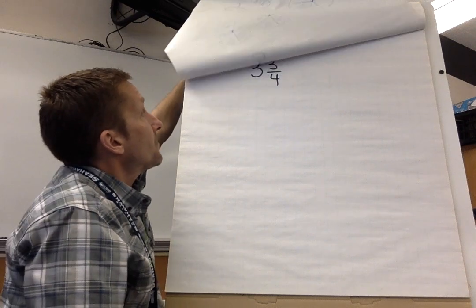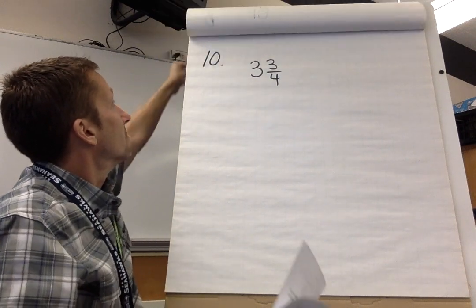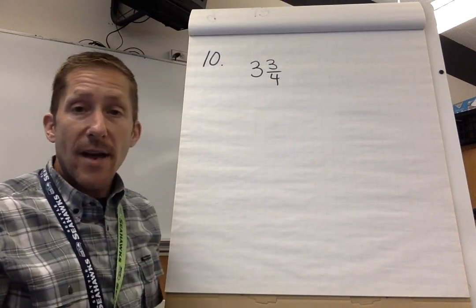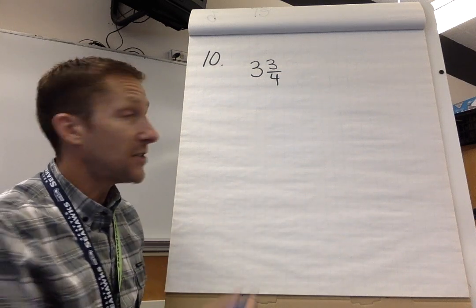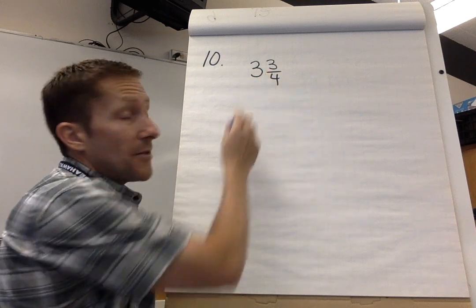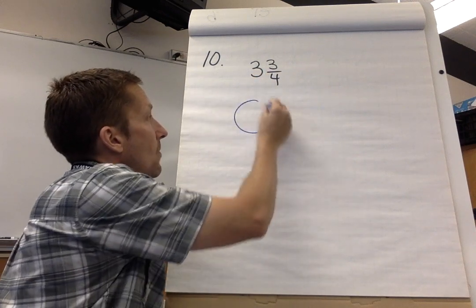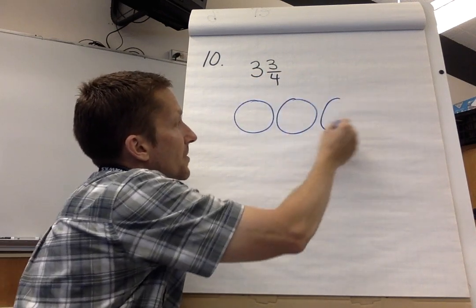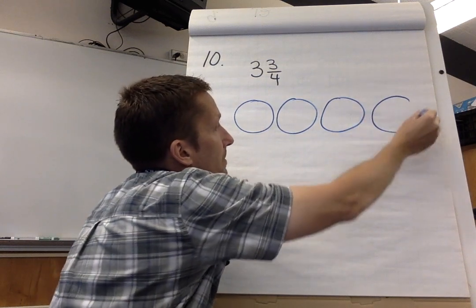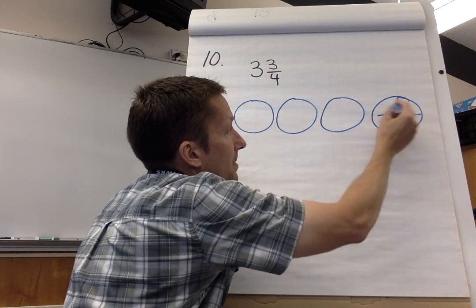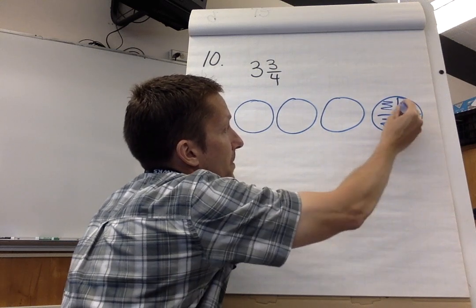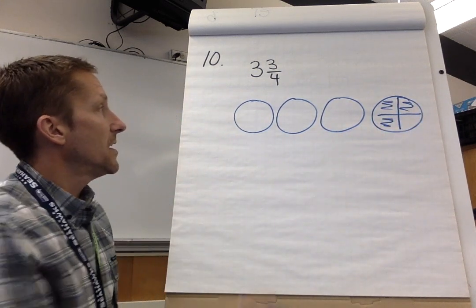Number 10. This time we have a mixed number, 3 3/4, and we're changing it to an improper fraction. I'm going to draw 3 3/4. So I've got 1, 2, 3 wholes. That's 3 wholes and 3/4. So 1, 2, 3. There's my 3/4.